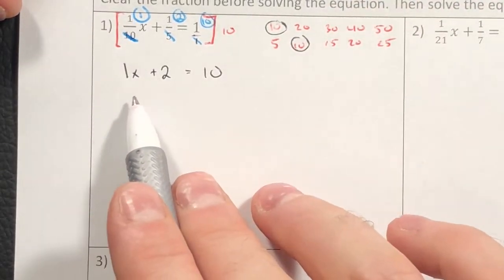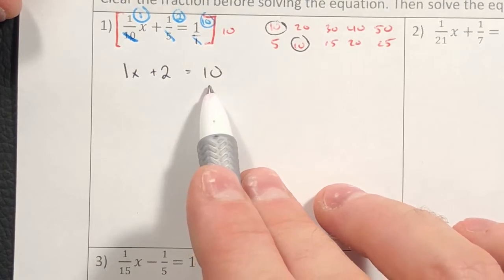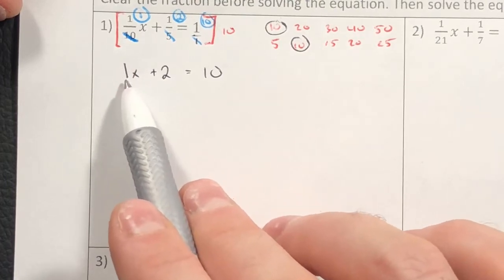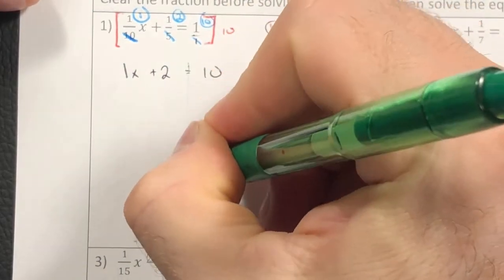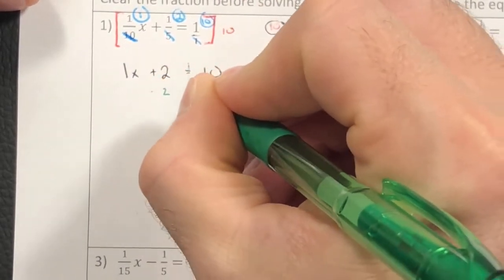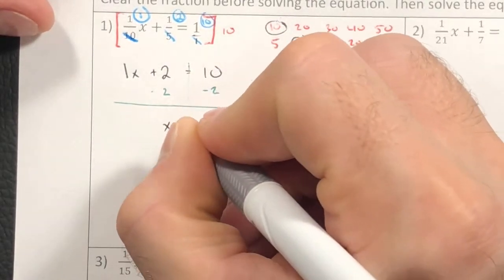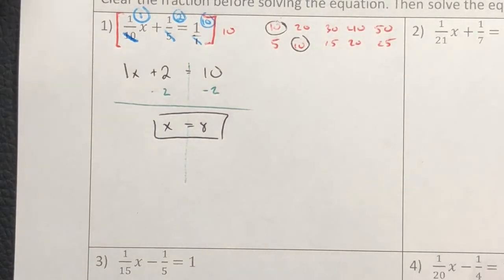Lo and behold, this equation no longer has fractions up front. The answer can still be a fraction, but you don't need to deal with that until you go through the final division process where we get rid of the coefficient. Awesome. And then for the rest of this, we just simply go through and solve. So I'm going to subtract 2 from both sides, and that's going to leave me with x equals 8. Boom. There we go. So not too bad.